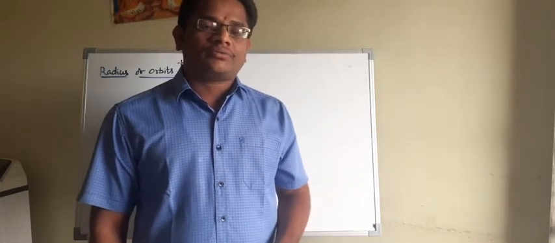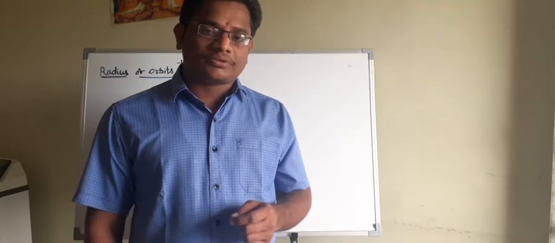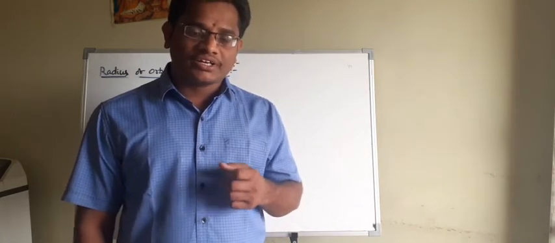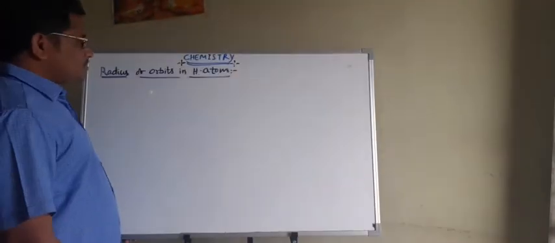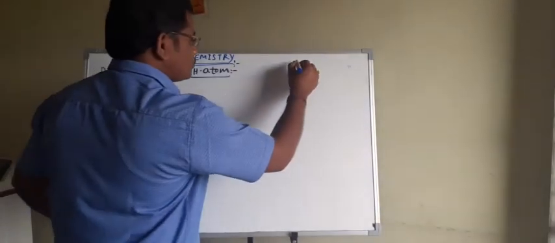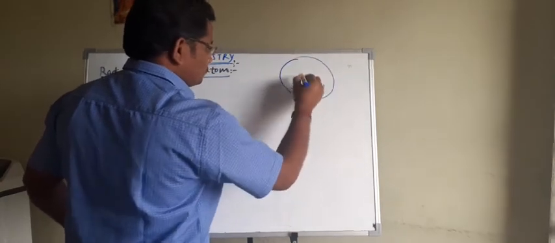The next topic is how to calculate the radius of the orbits in the hydrogen atom. That is also explained by the scientist Niels Bohr. Let's see the derivation. The radius of orbits in the hydrogen atom is explained by Niels Bohr. So according to this concept, he took one hydrogen atom.